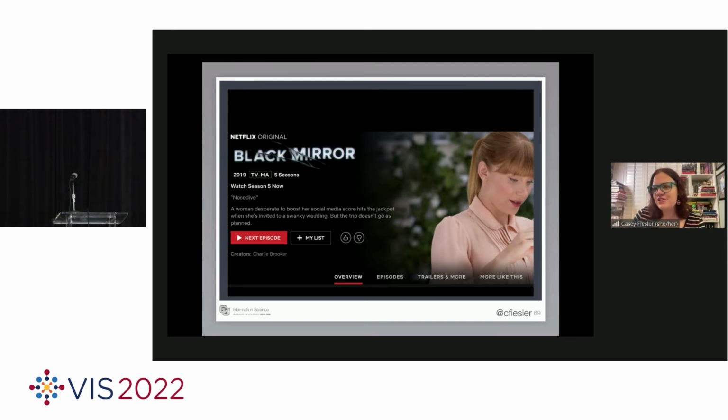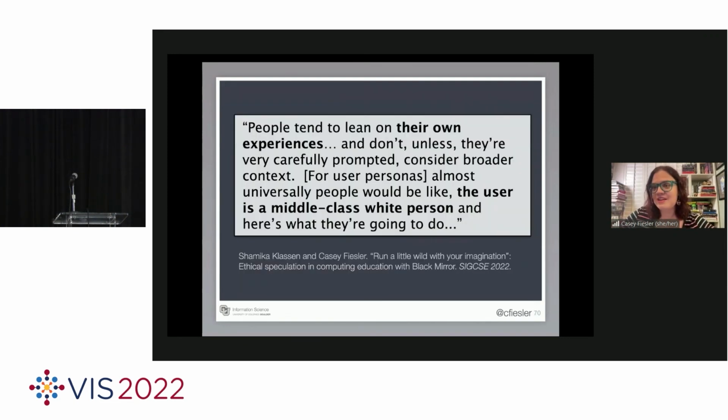So I have a teaching exercise that's based on Black Mirror, with the idea of cultivating this kind of skill. And I interviewed Shamika and I interviewed a bunch of professors who use this in their classes. And one of the most interesting findings out of this was someone talking about the pitfalls of using this kind of speculation, because people tend to lean on their own experiences so strongly that they often don't think about potential harms to other kinds of people.